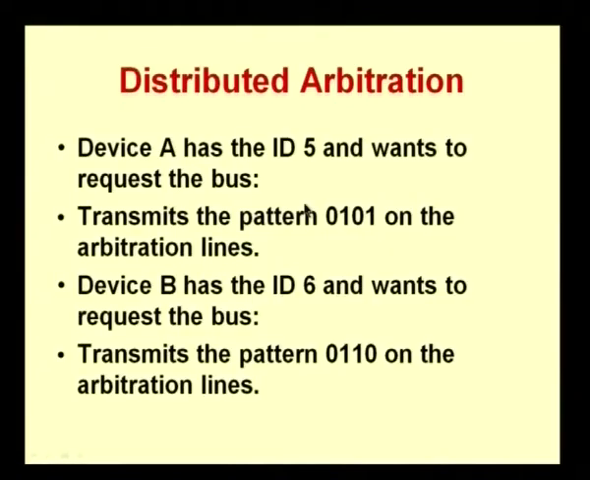Let us look at an example where I have two devices A and B. A has an ID 5 and B has an ID 6. Both of them request the bus. So, what will device A do? It will put out a pattern 0101 corresponding to its ID 5.